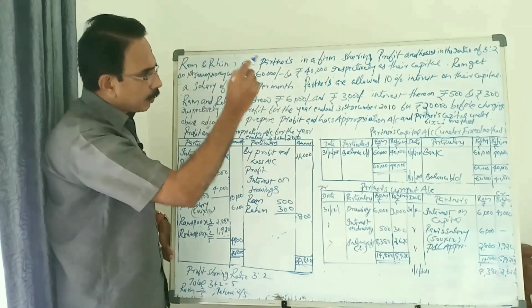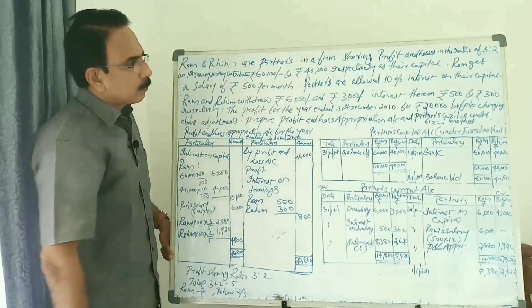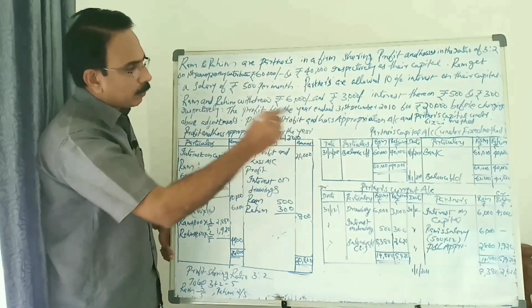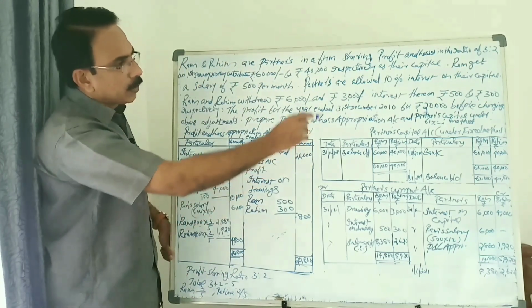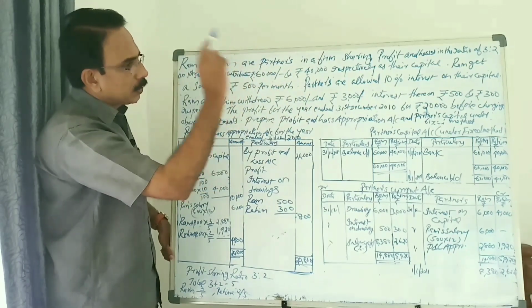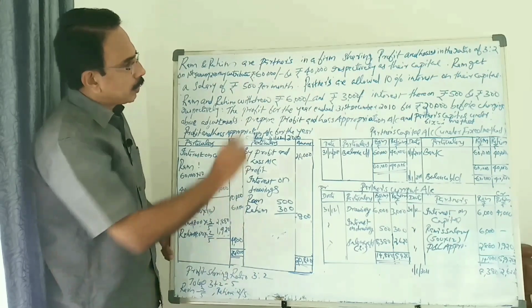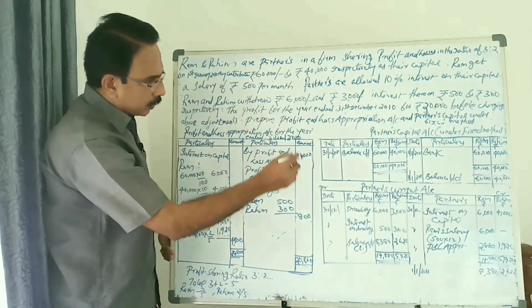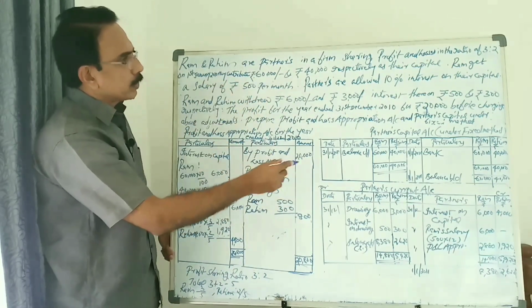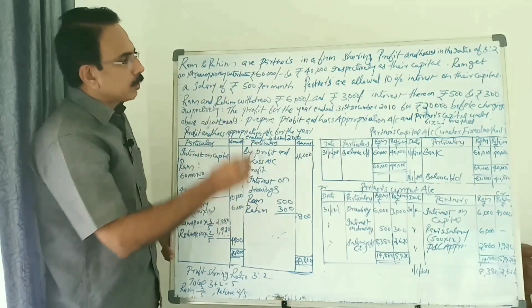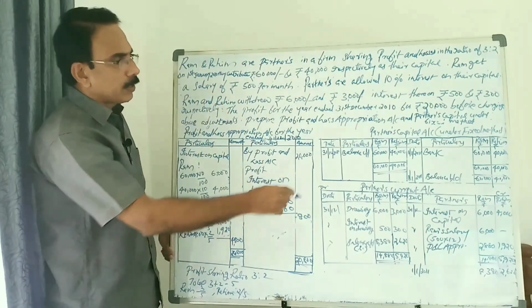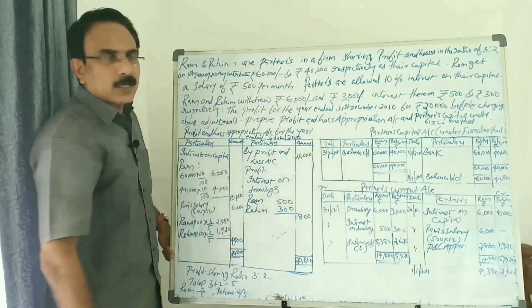Under the fixed method, two accounts are prepared: partners' capital account and partners' current account. First item, capital accounts. Only capital is entered in this account, that is bank 60,000 and 40,000. The other adjustments such as interest on capital, interest on drawings, partner salary or commission, share of profit or loss will be made in the current accounts.